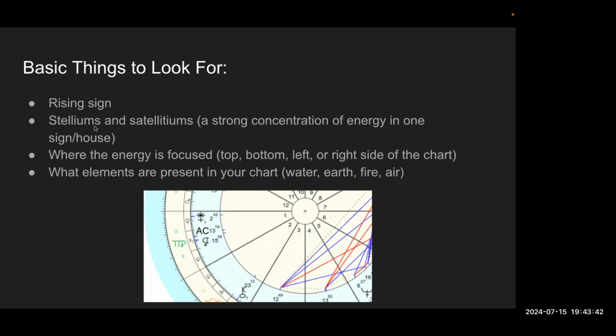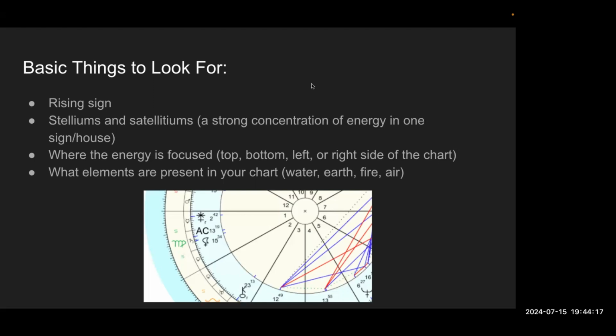Another basic thing that you want to look for is stelliums and satellitiums. This means having multiple planets in one house. So, for example, here, these are asteroids and mathematical points, but you see how there's three icons in this first house? This is technically what we consider a satellitium, three planetary bodies occupying one space. This means that there's a strong energy being pulled into that house. There's a concentration of energy being pulled into that house.